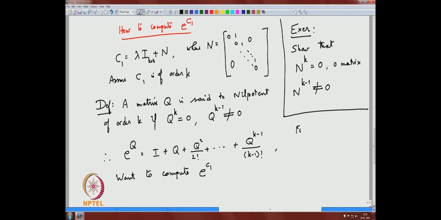further, lambda I and N commute, this is a trivial fact. That is an important thing. If there is no commutation, you cannot write this. So, e power C1 will be e power lambda I plus N. Since these commute, this will be nothing but e power lambda I into e power N. So, you have immediately e power N, and for e power N, you already have the formula.